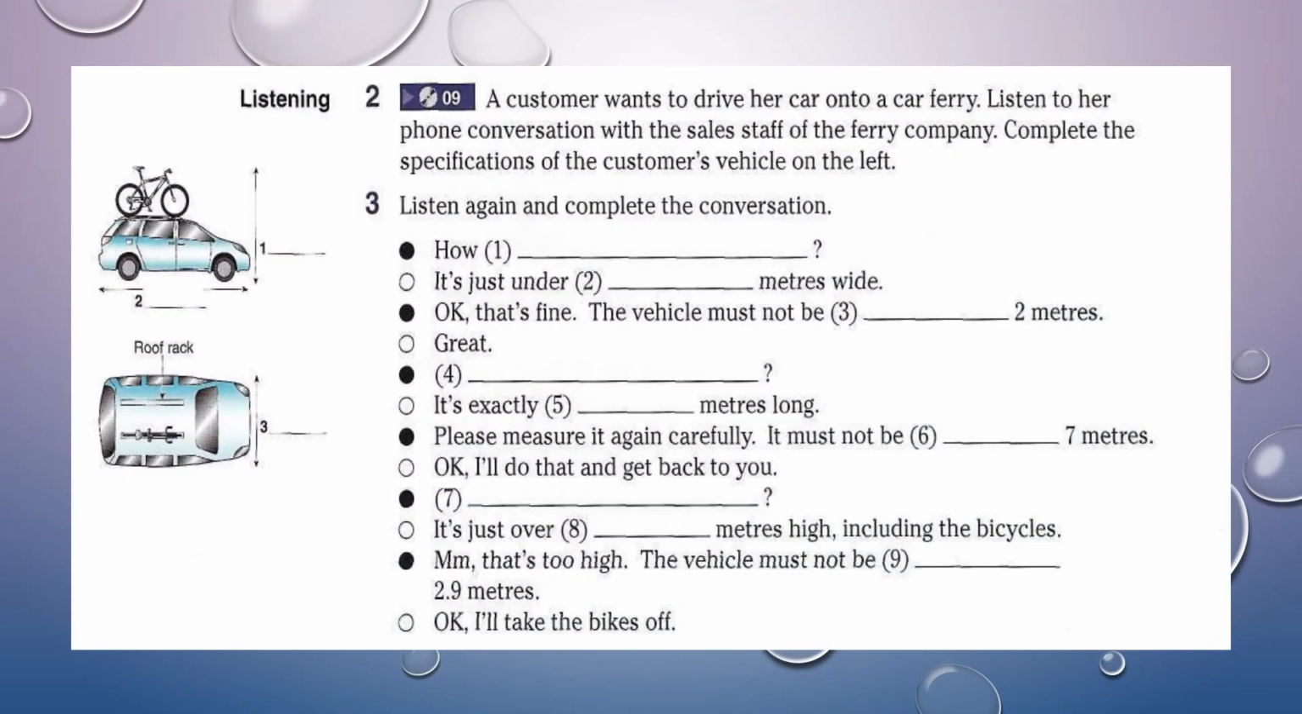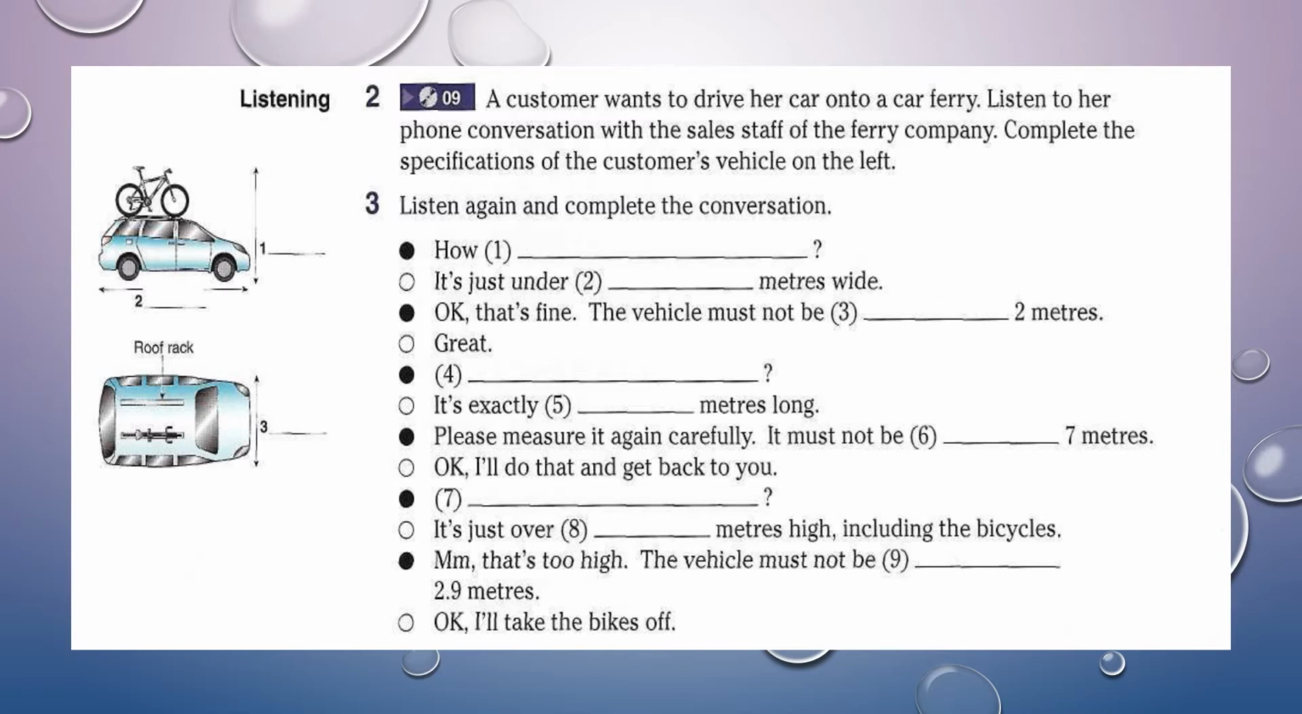Now, please go to exercise number 2 and 3 at the same time. These are listening exercises. There is a customer who wants to drive her car onto a car ferry. Ferry, you know the car ferry? It's a big ship that is used to carry cars from one side of the river or the sea to the other side. It means in Arabic عبارة. Listen to her phone conversation with the sales staff of the ferry company. Complete the specifications مواصفات of the customer's vehicle on the left.